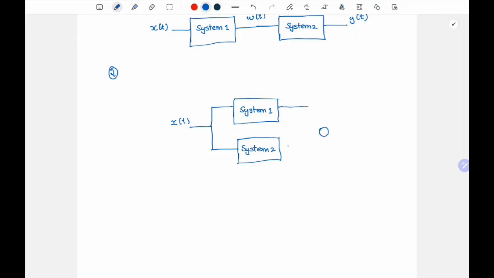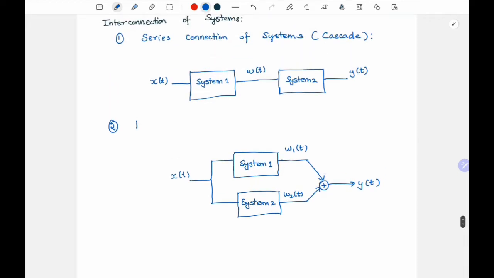And then we take these outputs, let's say W1 of t and W2 of t, and add them, right? And we get some y of t. So this is a parallel connection of systems.